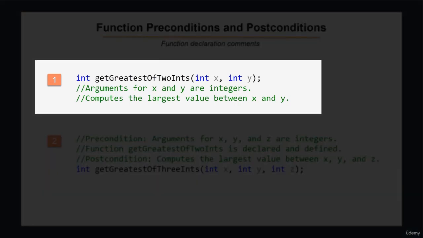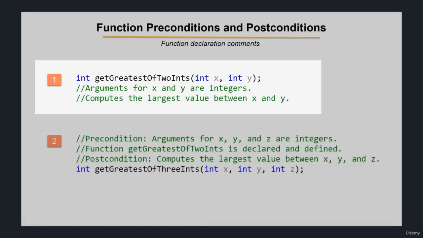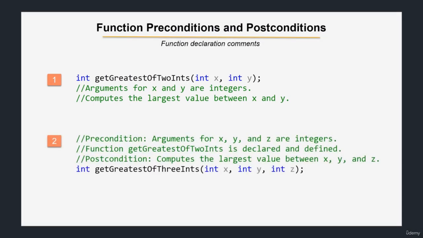So the top example, that first example, you can see I do not specify or write out precondition and postcondition. A lot of people do not write it out fully, right? You can see as a quick example here, arguments for x and y are integers.